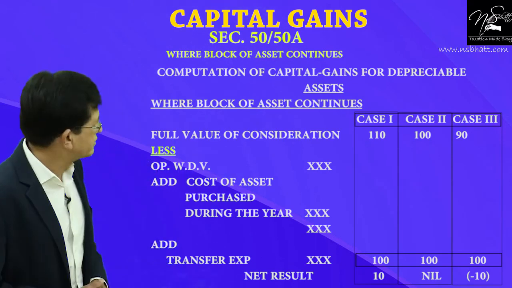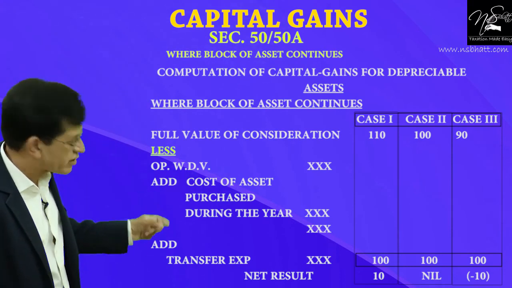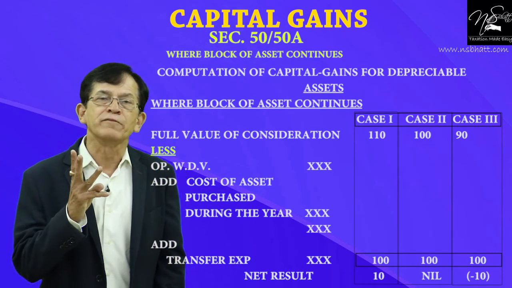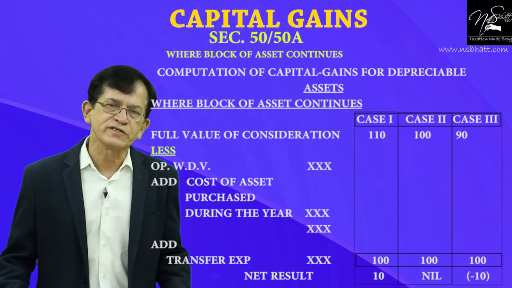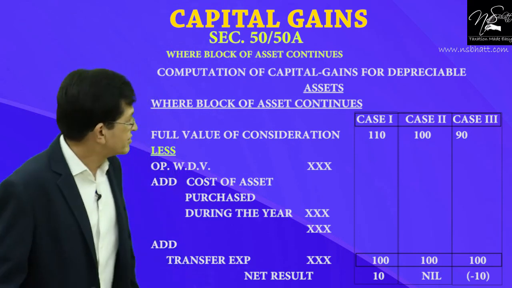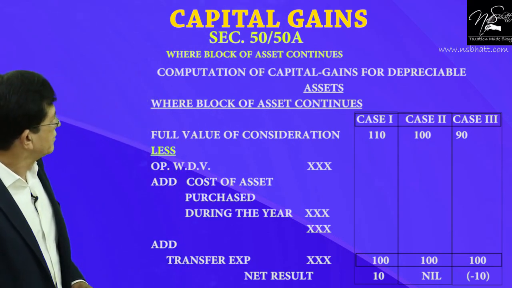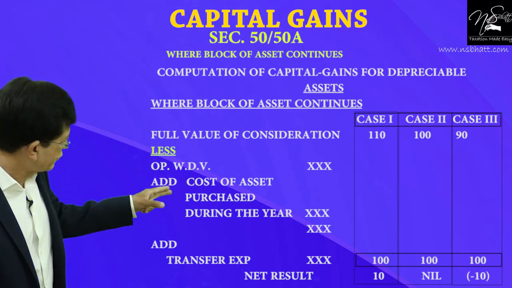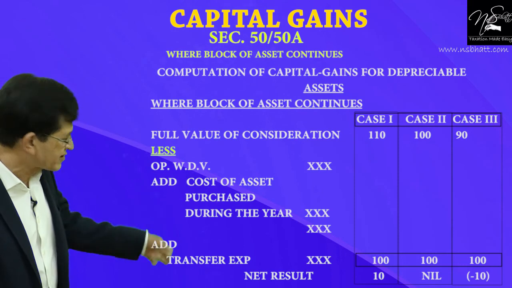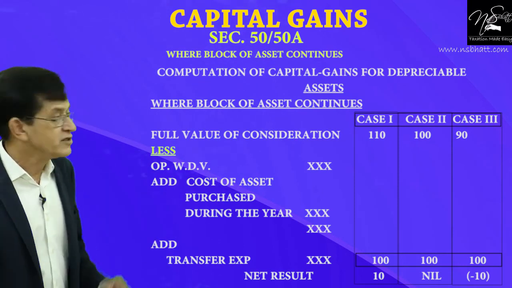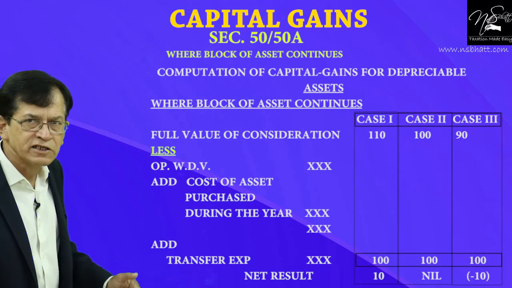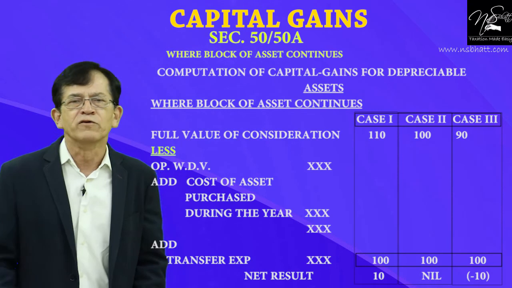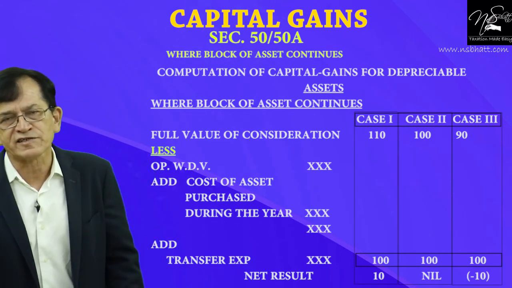If that is done, and then you see what is the end result. The end result can be three probabilities and three possibilities. आप पूछेंगे कैसे? मान लो जैसे मैंने यहाँ पे लिखा है, 110 is my selling price minus that opening WDV plus the cost of the asset plus transfer expense, all equal to 100. So 110 minus 100, I am left with a surplus of how much? Plus 10. And that plus 10 will be called by the word short-term capital gains, STCG.